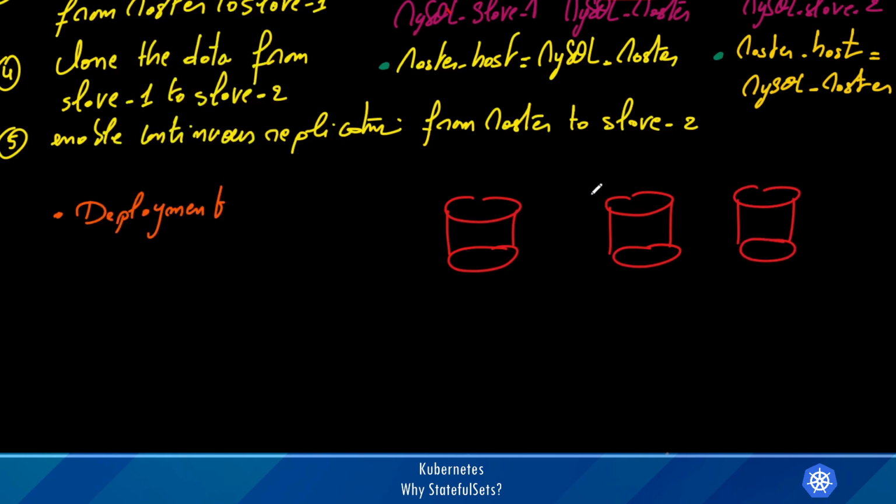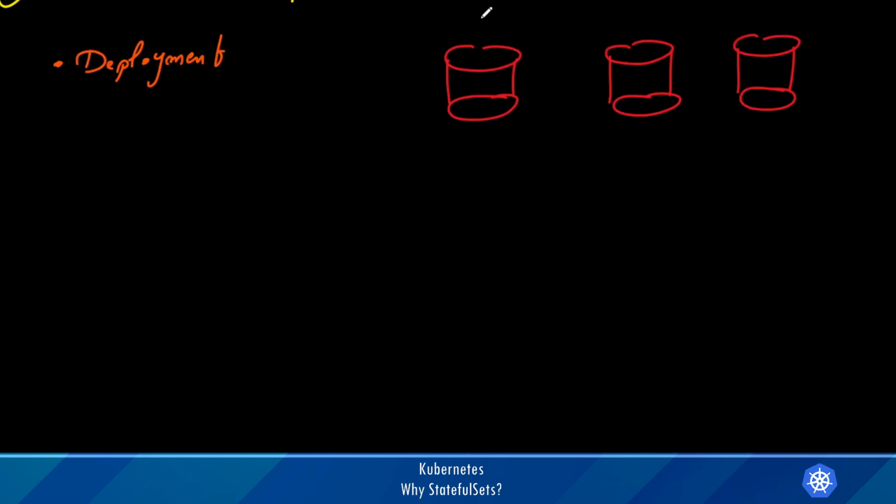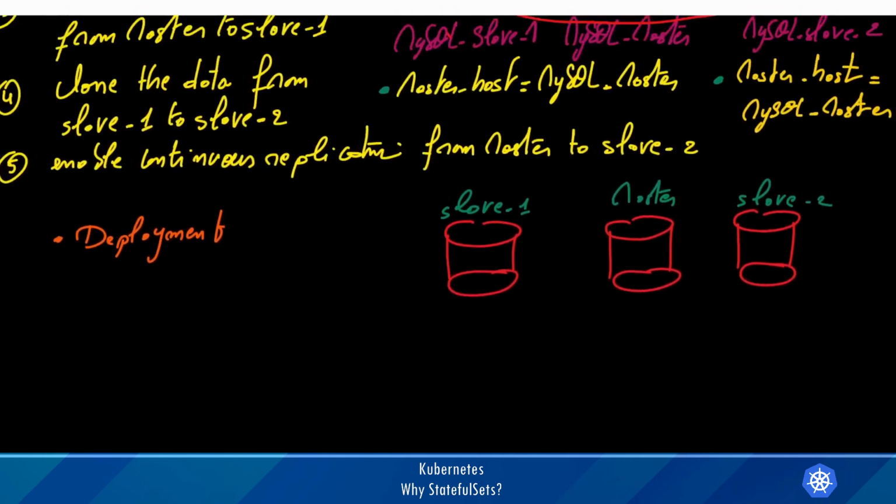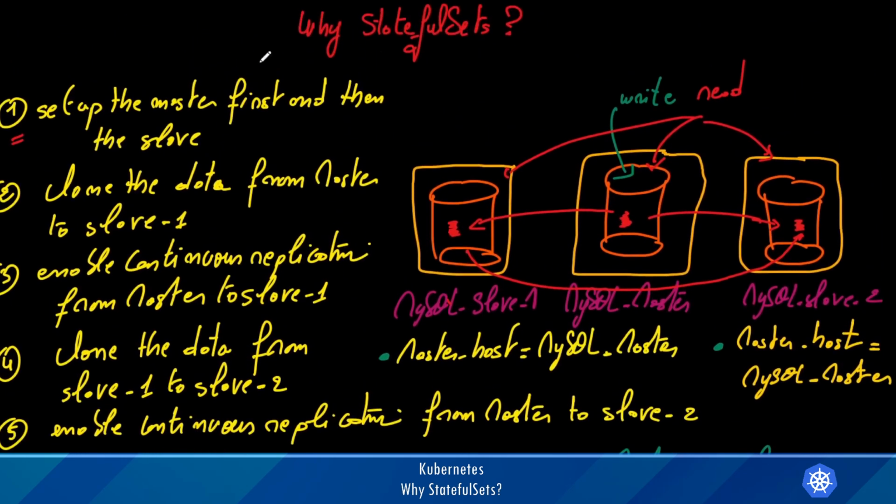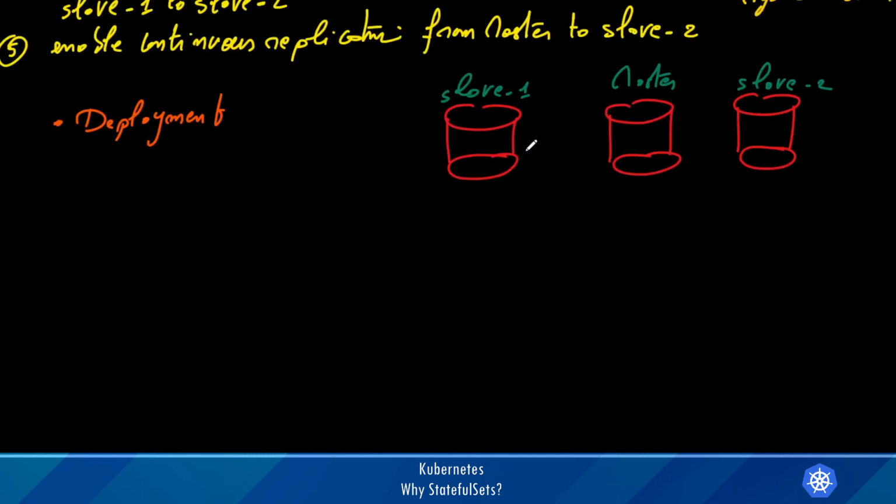So we can't make sure that the master will be created first and then the slaves. With the deployment, the slaves can be up and running before the master is ready. But at the beginning, when we discussed this scenario, we mentioned that we have to make sure that the master comes first and then the slaves. So with the deployment we can't make sure that the master will be created first and then the slaves.